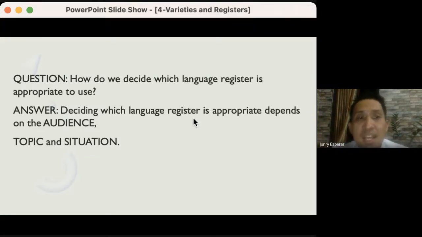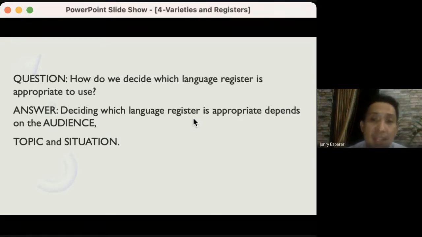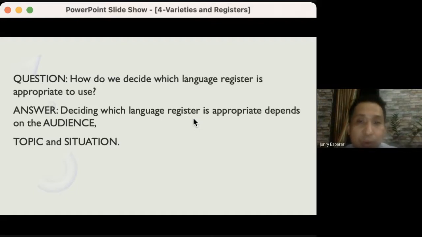The register would change. So the topic in itself can also be a predictor of the kind of register that is appropriate to use, and also the situation. Okay. So even if you are with family members, if you are grieving over the loss of someone so dear to you, I think that would also affect the kind of register you will be using, right? So which means that we can switch from one register to another.